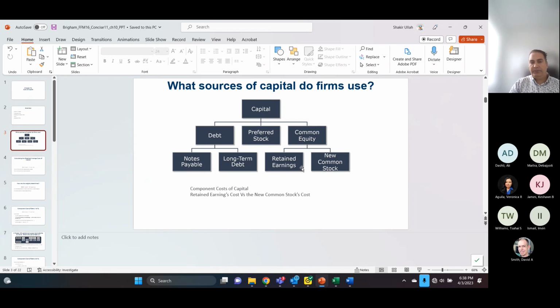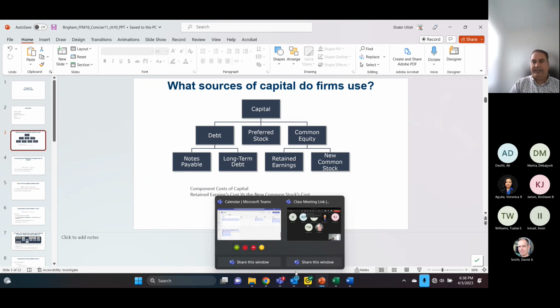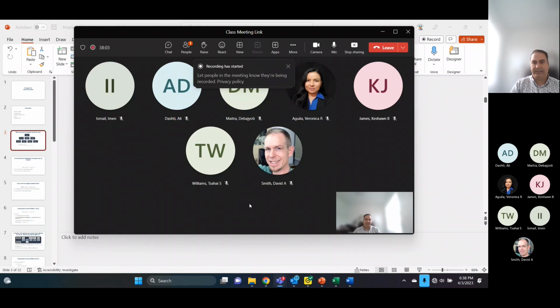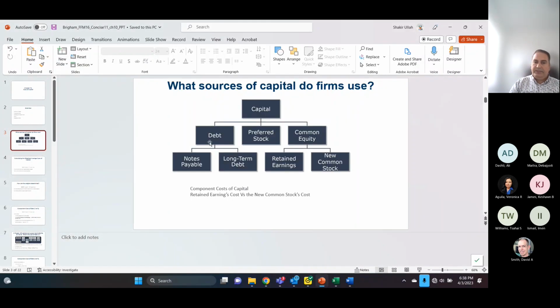So you would prefer to use retained earnings, but then sometimes you have lots of new projects, and in order to carry on with those projects, you need additional external funding, and you will have to go for new stock in that case. So these are the three main components of capital, and we will talk about the cost of each of these components.